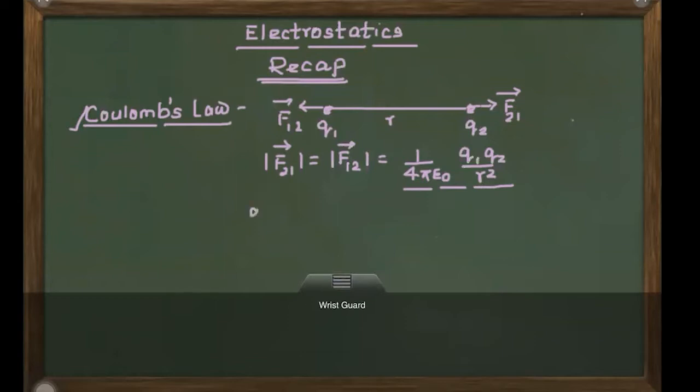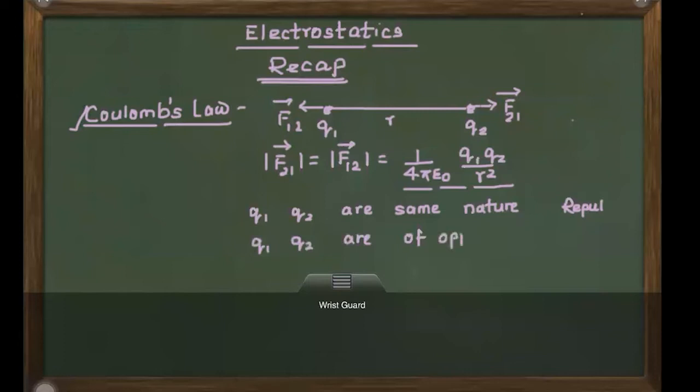So here we should understand something. If Q1 and Q2 are of same nature, then the force will be repulsive, and if Q1 and Q2 are of opposite nature, then the force will be attractive.